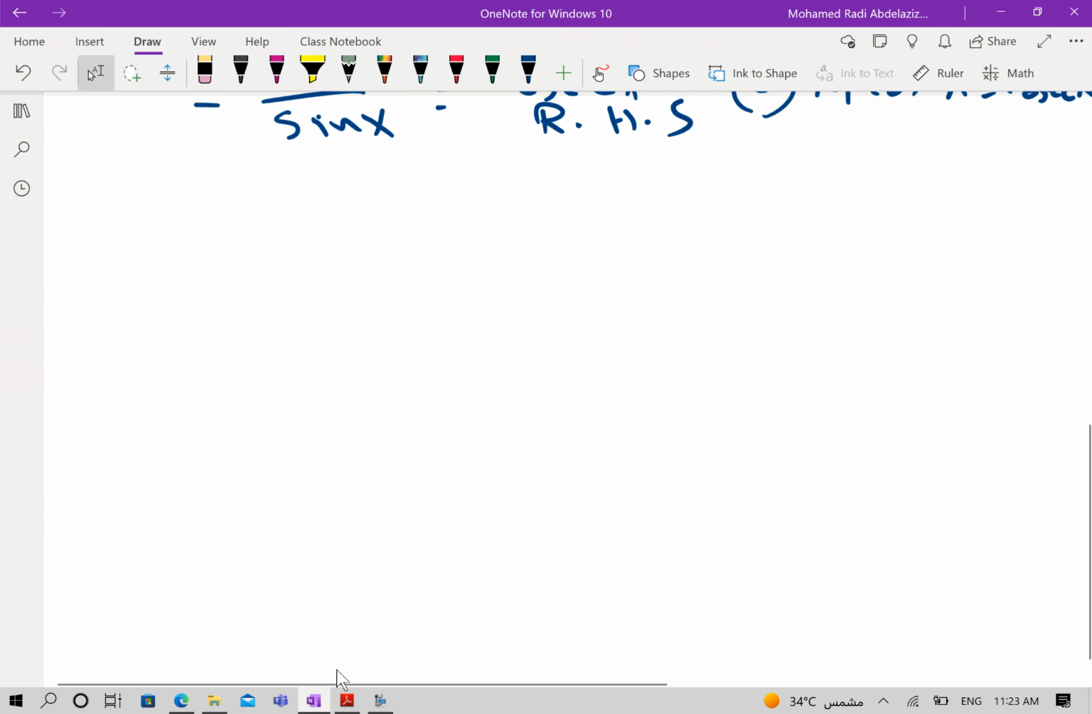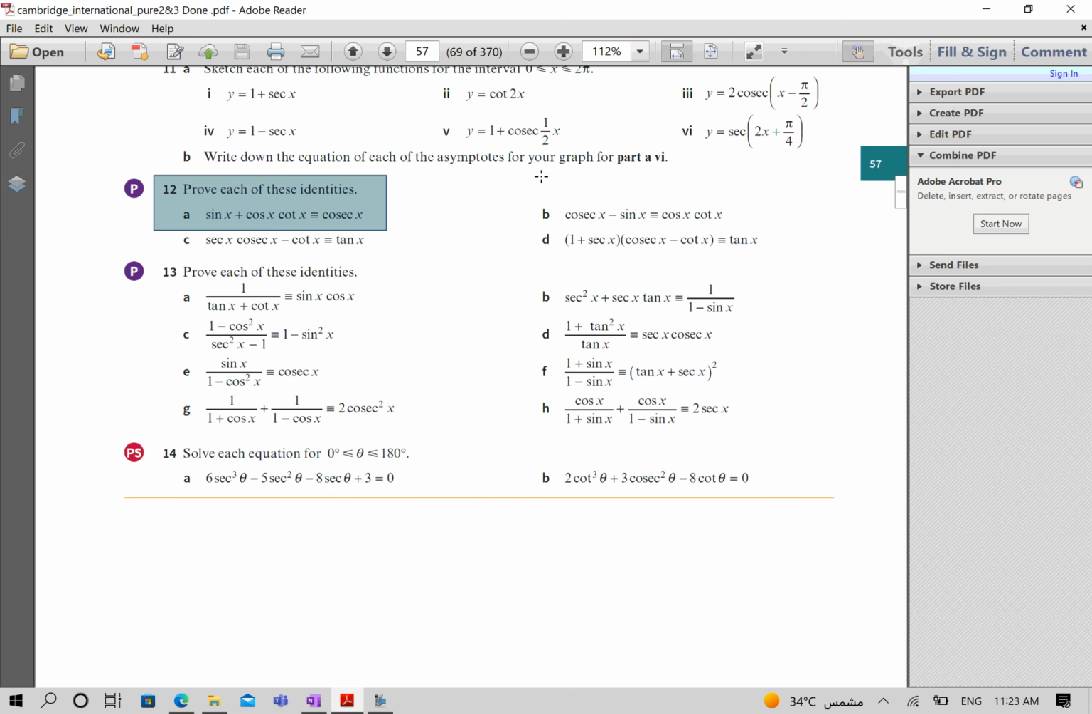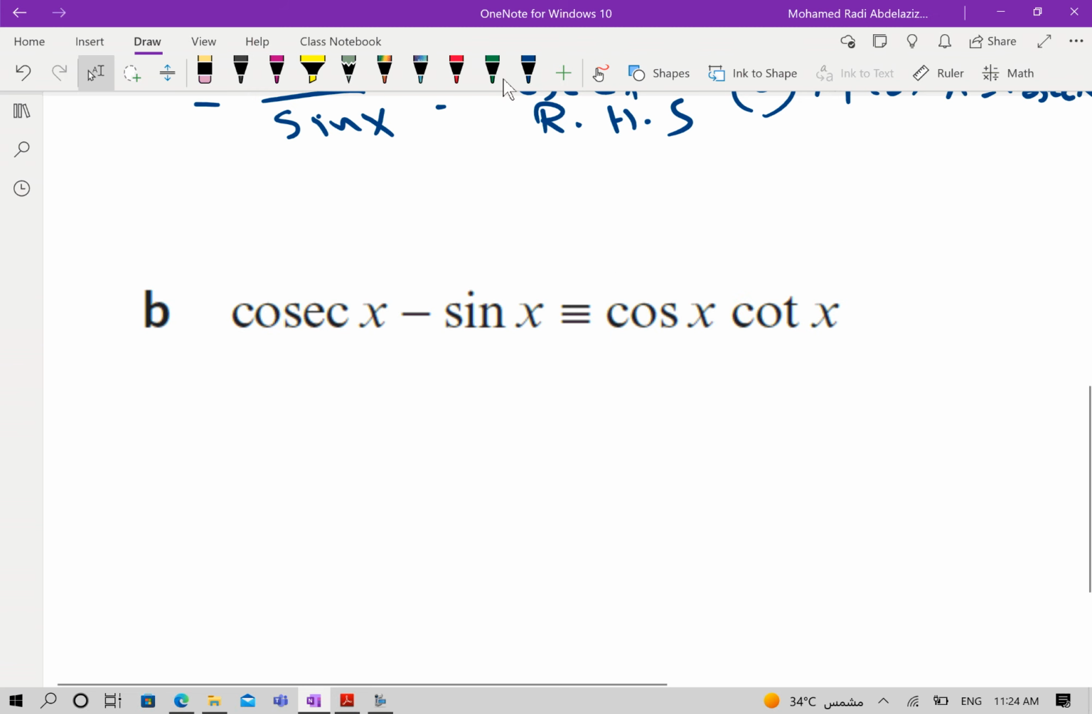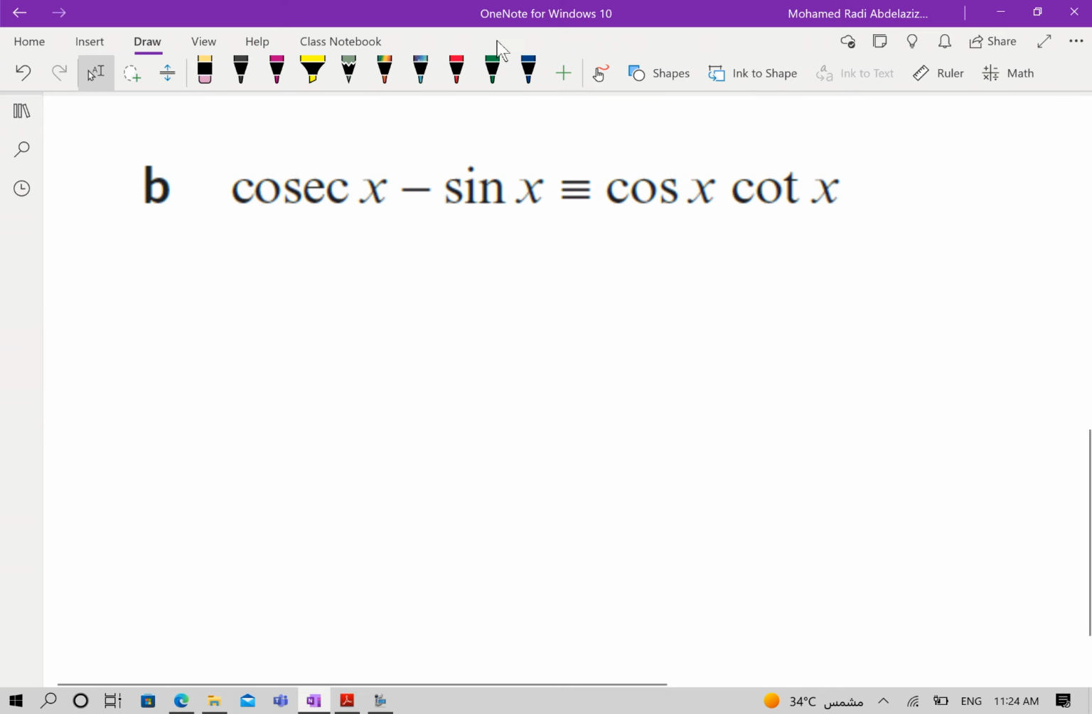If you have any question, you can ask. If not, be ready for part B. Part B. I will give you 3 minutes. Try to start with the left-hand side.